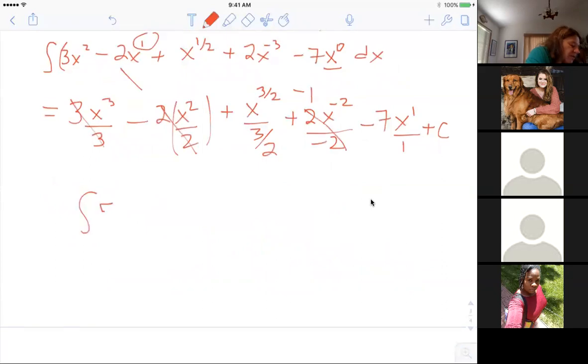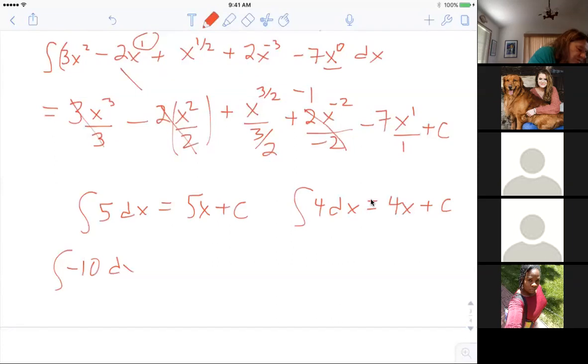Suppose I said, what's the integral of 5 dx? Whose derivative is 5? Anybody? 5 times x. So that's 5x, and then we'll have a plus c. How about the integral of 4 dx? Whose derivative is 4? 4 times x. All right. How about the integral of -10? Whose derivative is -10? -10 times x, -10x. Yeah, plus c. Okay, I gotta add the plus c.